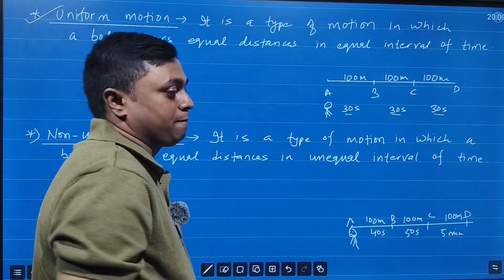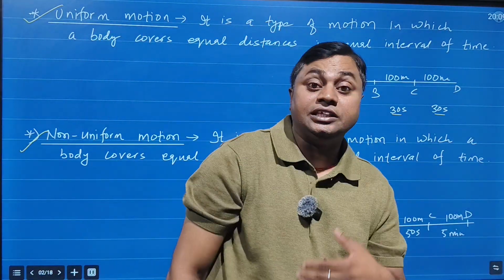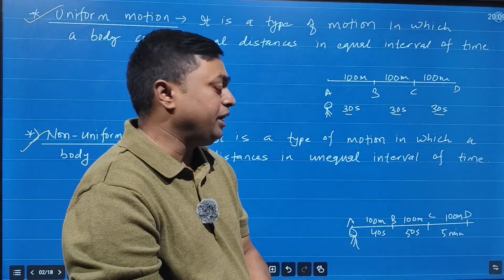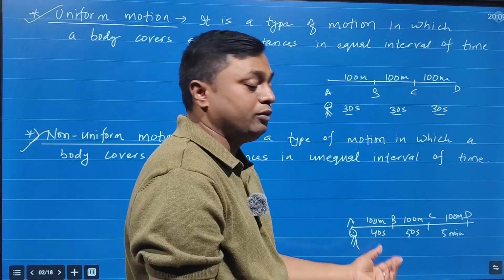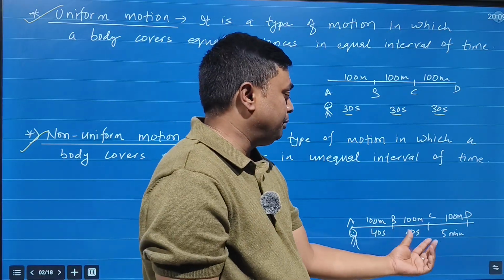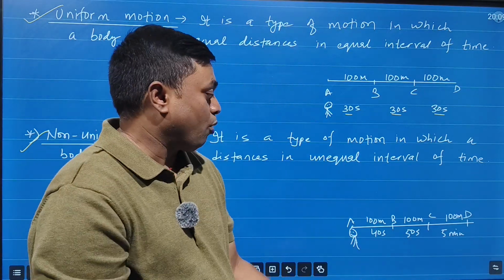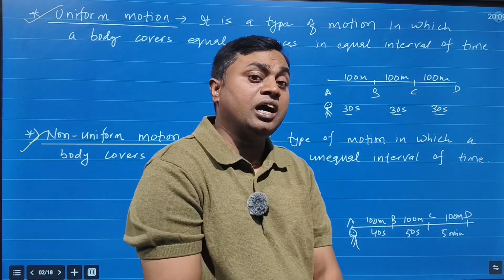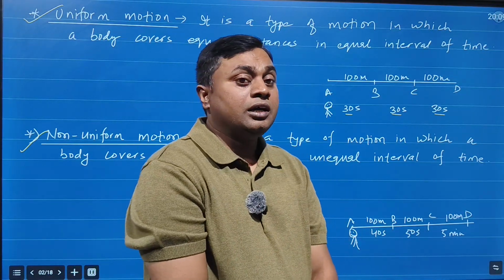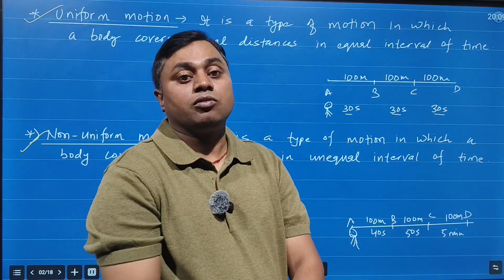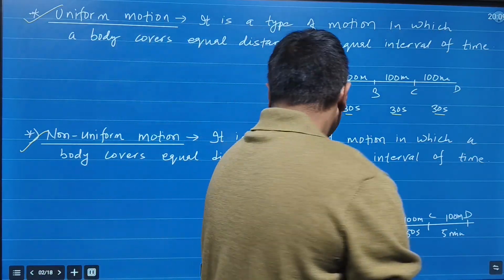So if a person or a body covers equal distances in equal intervals of time, then it is said to be uniform motion. Whereas non-uniform motion: if a body covers equal distances in unequal intervals of time, then it is said to be non-uniform motion. For example, a person is covering A to B, 100 meter in 40 seconds, another B to C, 100 meter in 50 seconds, another C to D, 100 meter in 5 minutes. So the body is covering equal distances in unequal intervals of time. Or if a body is covering unequal distances in equal intervals of time, then also we can say the body is said to be in non-uniform motion. Is it clear?